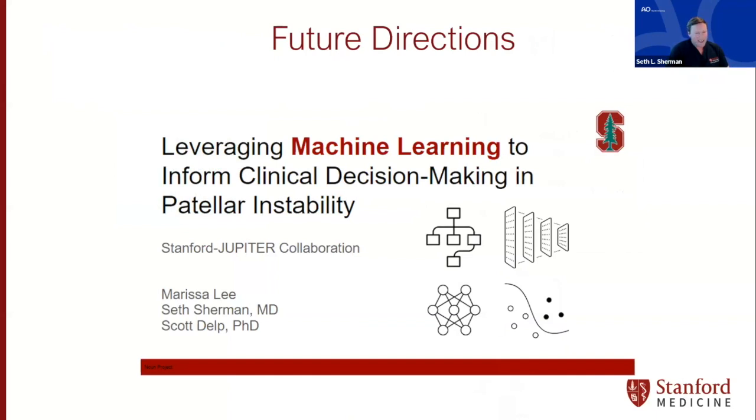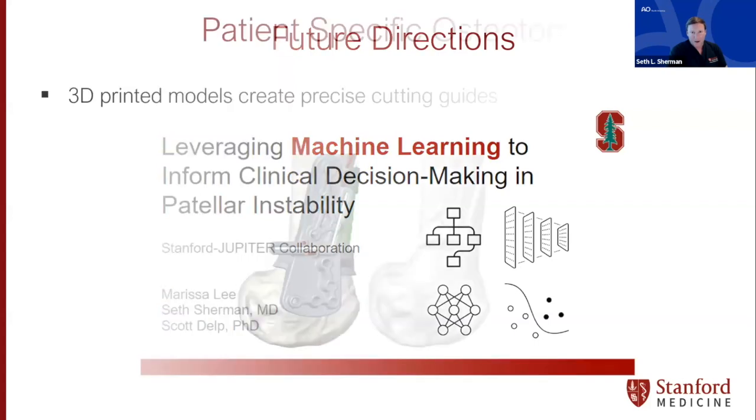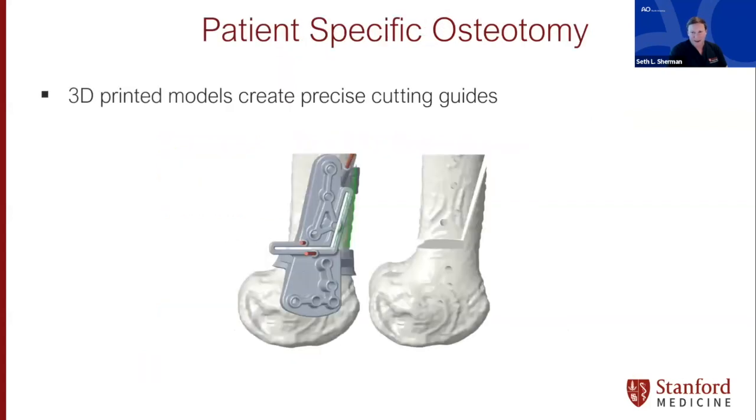Future directions. This is complex. I can't give you a full algorithm today because it's ever changing. I think it's ripe for machine learning. We need big data. We're partnering with the Jupiter Group, and I'm grateful to that. And I think we'll learn a lot of interesting things on how to treat patients better over time, when to do more than just MPFL or MPFC surgery.